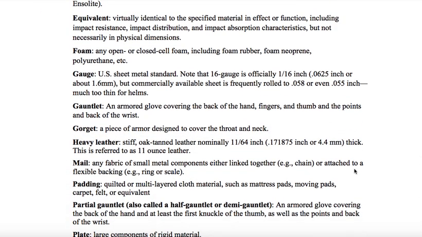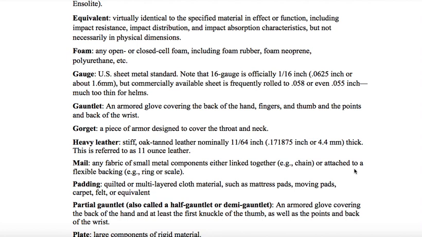Foam. Any open or closed cell foam, including foam rubber, foam neoprene, polyurethane, etc. Gauge. U.S. sheet metal standard. Note that 16 gauge is officially 1/16 of an inch, or 0.0625 inch, or about 1.6 millimeters. But commercially available sheet is frequently rolled to 0.058 or even 0.055 inch, much too thin for helms. Gauntlet. An armored glove covering the back of the hand, fingers, and thumb, and the points and back of the wrist.